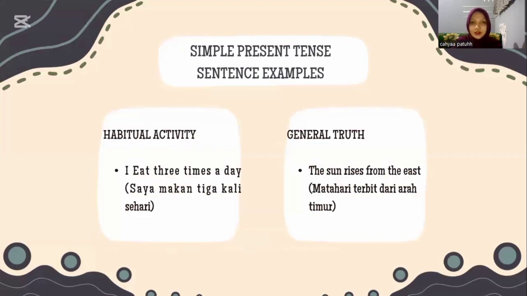The next slide is about simple present tense sentence examples. First, habitual activity, and second, general truth. Example of habitual activity: I eat 3 times a day. Example of general truth: the sun rises from the east.